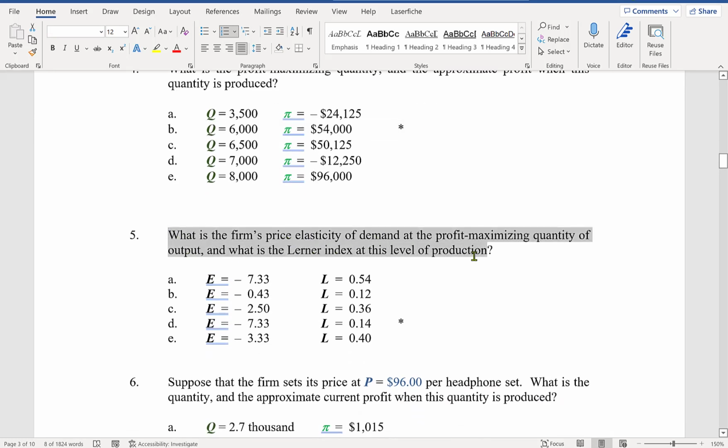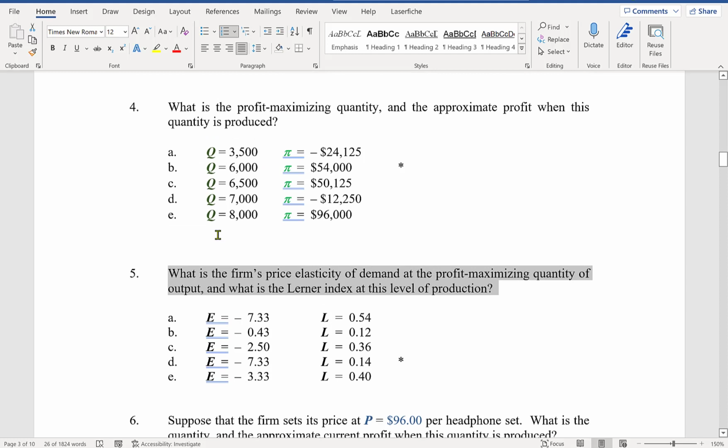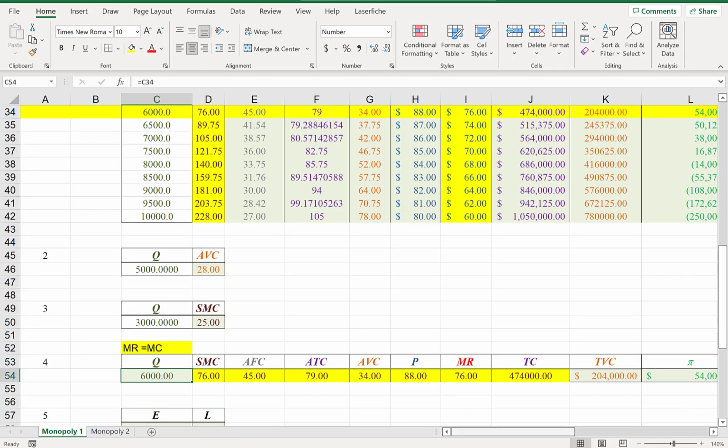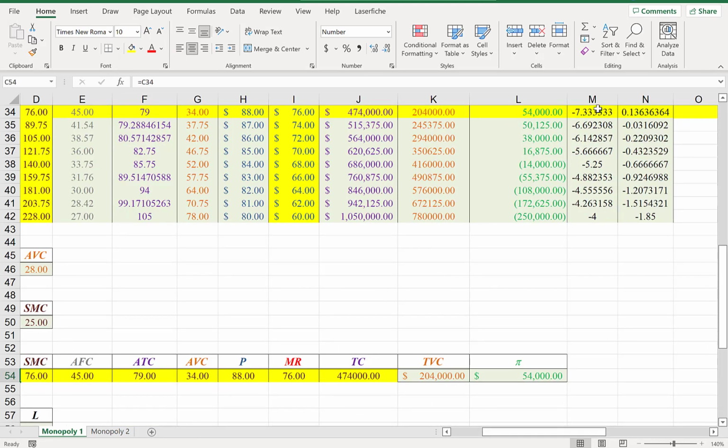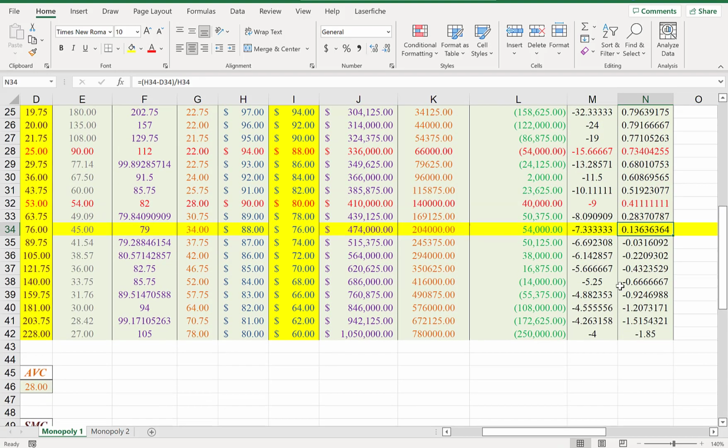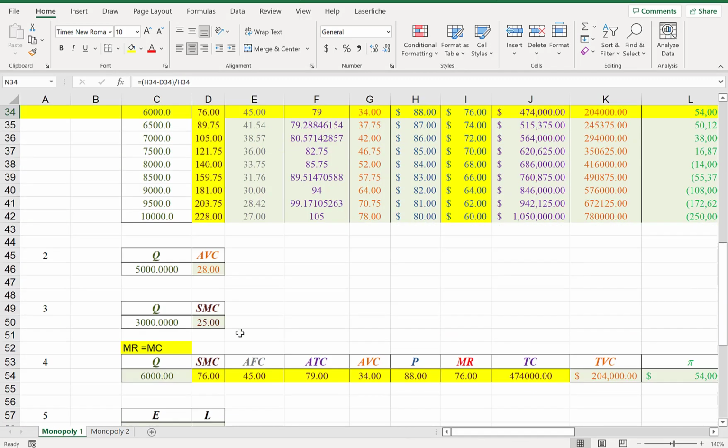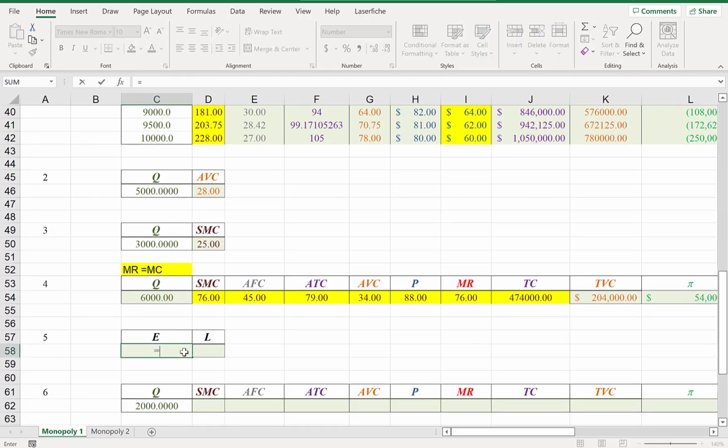What's the firm's price elasticity of demand at the profit maximizing quantity of output? What's the Lerner index? I keep saying learners, but it's the Lerner index at this level. We are trying to figure out the elasticity and the Lerner index at the 6,000 level of output, which is super easy. 6,000, go all the way down. Here's my elasticity, M34, and N34 is my Lerner index at this optimal level of output. So it's equal to M36, I believe. I messed it up.